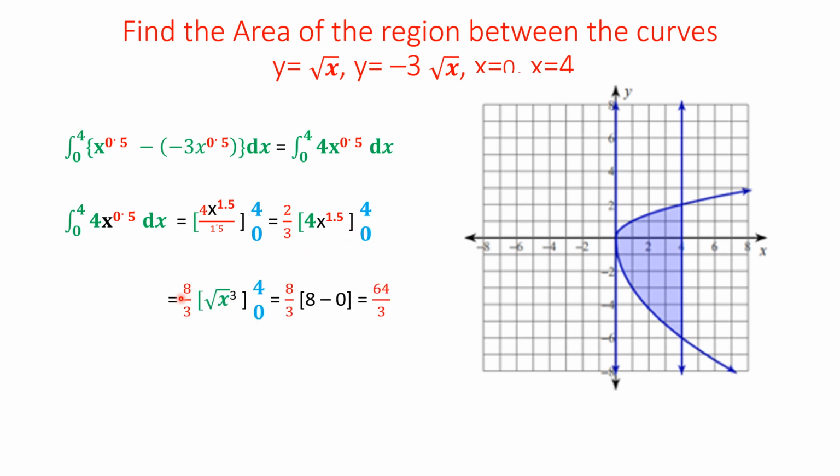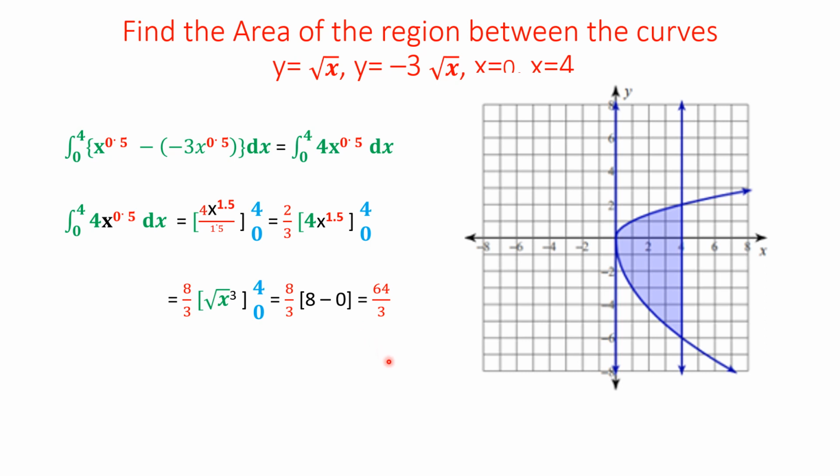This is going to be equal to 8. Why? Because we have to take the 4 outside. So 4 times 2 is going to be 8 divided by 3. And then inside we will be left with the square root of x to the power 3. When we plug in the 4, first we get the square root of 4, which is 2, and then we raise it to the power 3, which becomes 8. When we evaluate with 0, we get 0. So 8 multiplied by 8 is going to give us 64 divided by 3, and that's the correct answer. That's the end of this question.